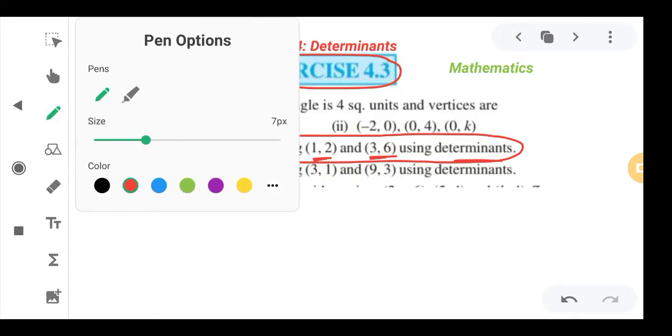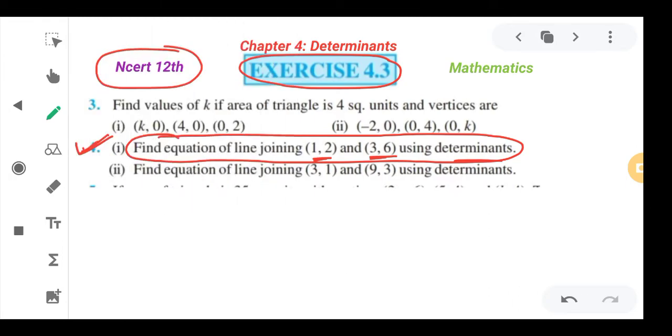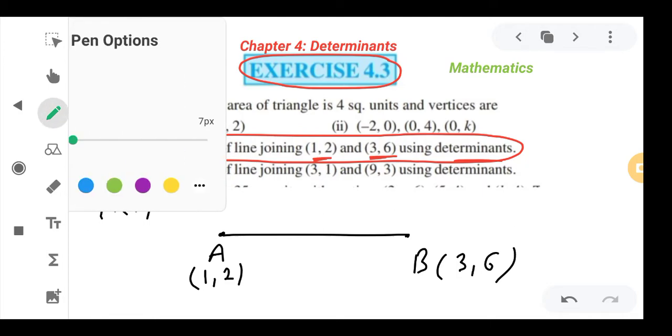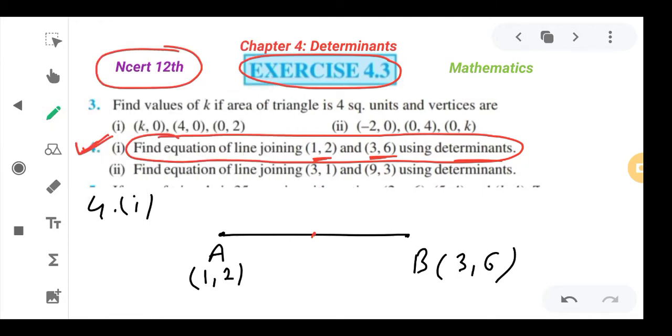What is the question now? Now I am coming to the question: find the equation of the line joining. Let's suppose this is point A (1, 2), and there is another point B (3, 6). So we have to find the equation of this line AB. Suppose there is a third point P on this line, and I am assuming its coordinates are (x, y).